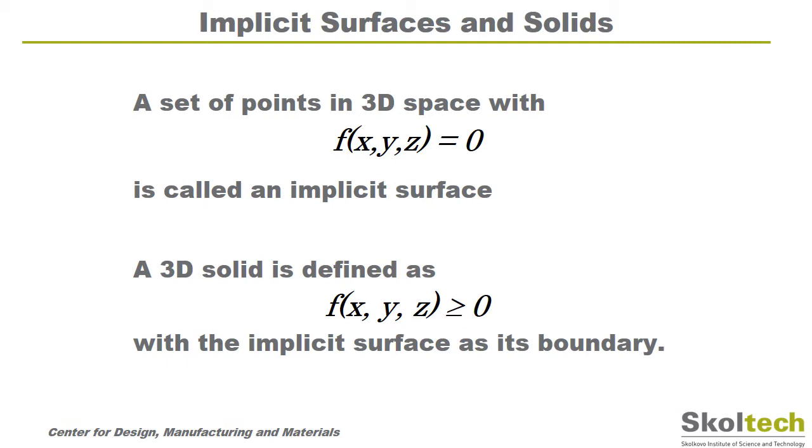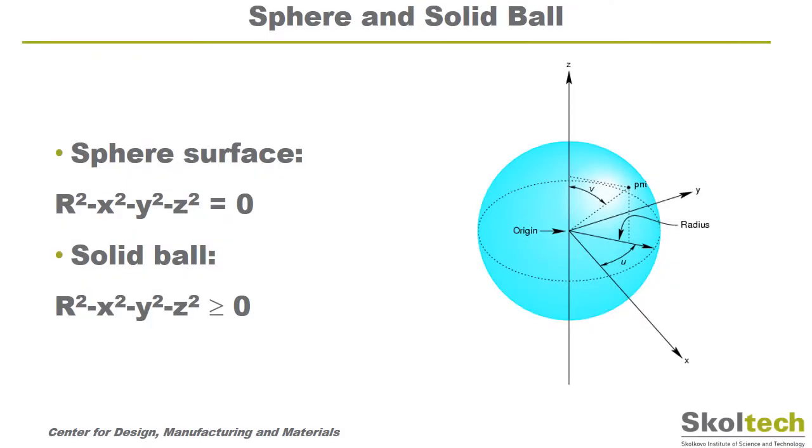The equation f equals to 0 defines an implicit surface, and the inequality f greater than 0 defines a three-dimensional solid with the implicit surface as its boundary. Symmetrical to the two-dimensional case, the equation defines an implicit surface called a sphere, and the inequality defines the sphere and all the points inside, making an object called a solid ball, or simply a ball.